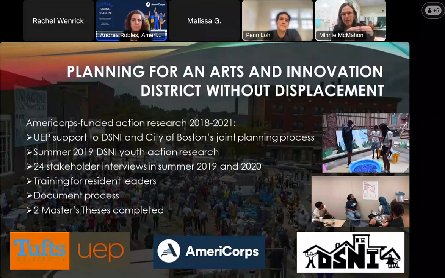And Tufts also ended up playing a role. DS&I had a resident steering committee that was making an important decision about what developer would develop an anchor building in this wider project, a building owned by our community land trust. And Penn and his team were really thought partners with us. I know that's a term, but it's a useful term. They really helped us think through how to support the residents in looking at a request for proposals and understanding the development process and understanding financials, what's feasible, what's not, how far can we push, what can we ask for.